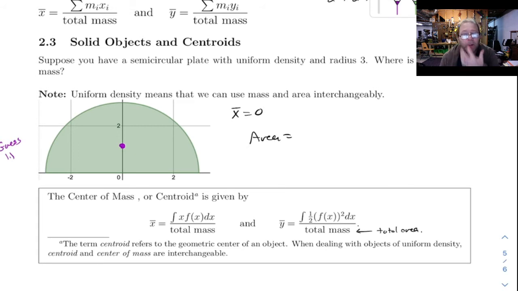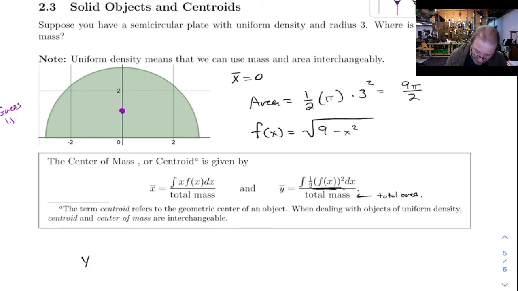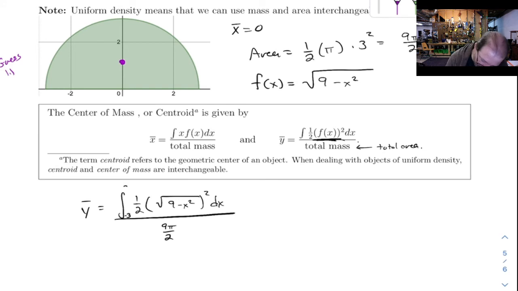Now I could use an integral to do that, but we don't need to on this one because it's a semicircle. So the area is going to be 1/2 pi r squared. So that's going to be 9 pi over 2. So that's our denominator. Now our numerator, what is f of x? It wasn't given to us on this problem, but it's a semicircle. It's the top half of the semicircle, so it's going to be the square root of 9 minus x squared. So my y bar here is going to be the integral of 1/2 of this squared dx over the total area, which was 9 pi over 2. Okay, what about my endpoints? My endpoints are going to be from -3 to 3.